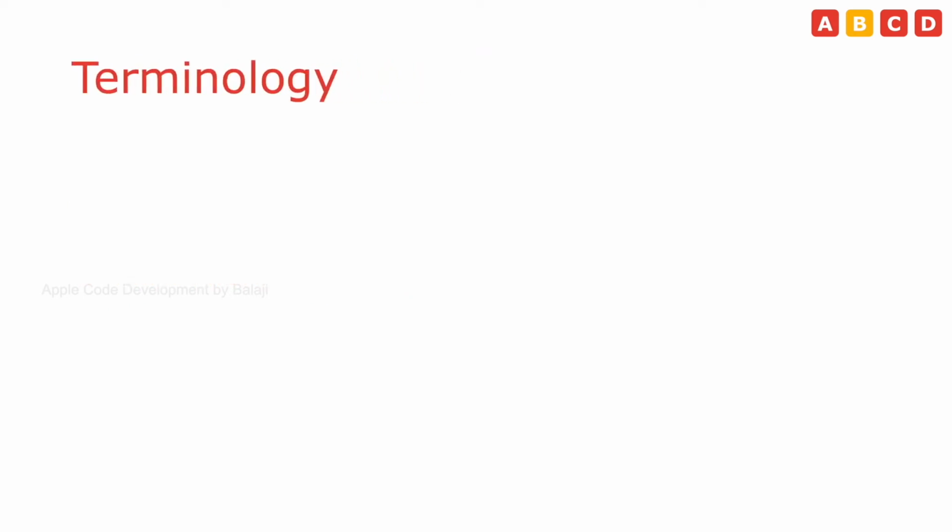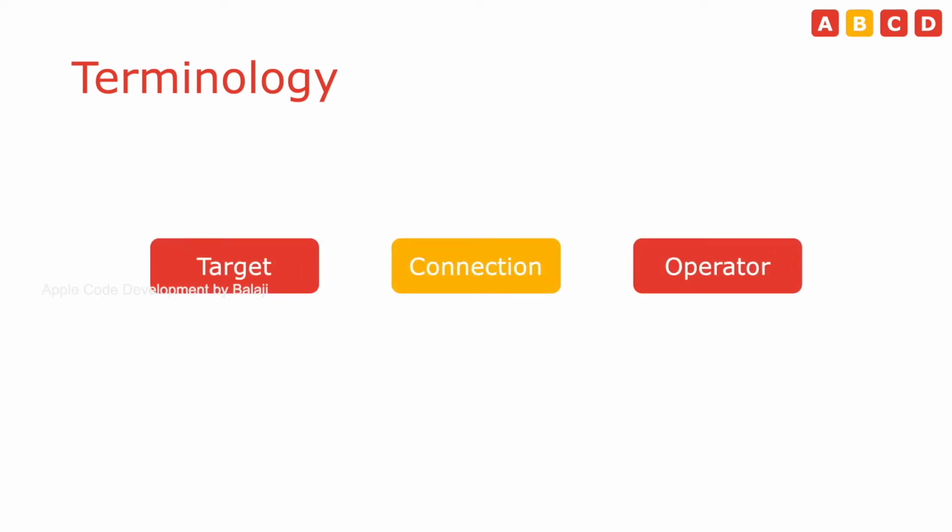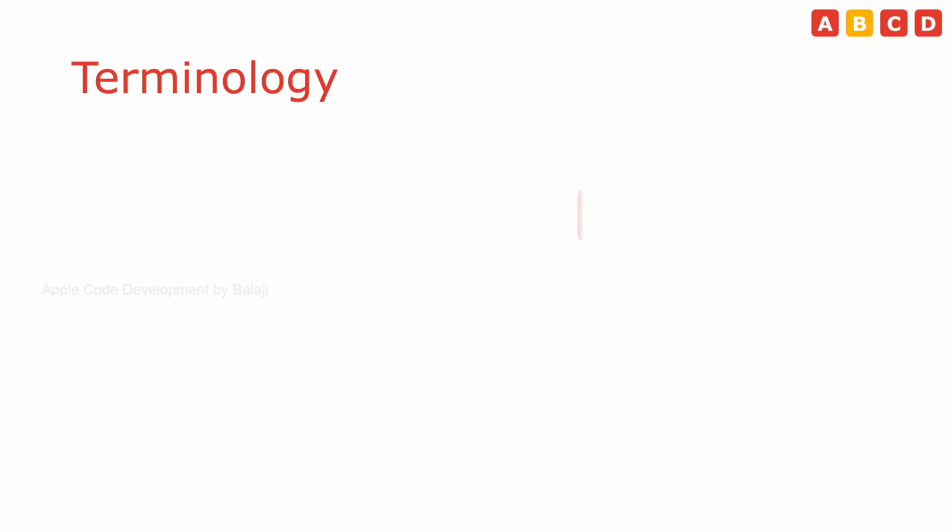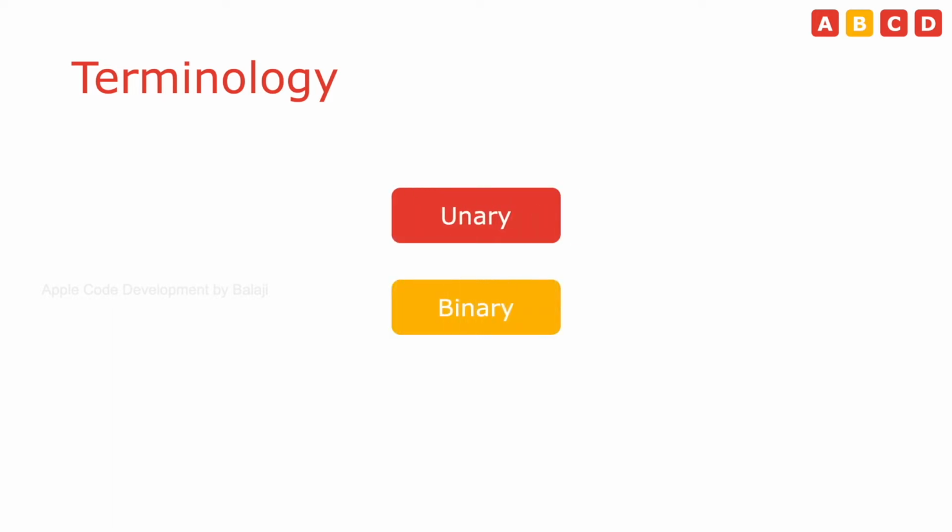The first topic is terminology. Here we will see the connection between a target and an operator. Based on the number of targets involved in an operation, we can split it into 3 parts: unary, binary and ternary.